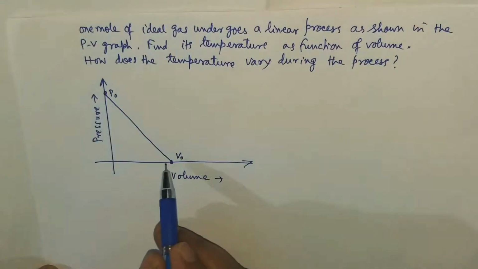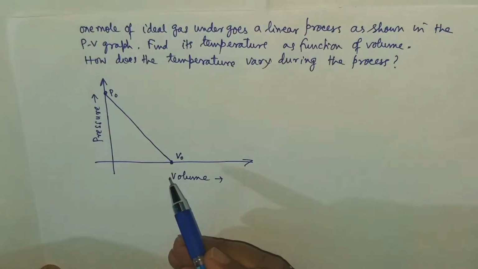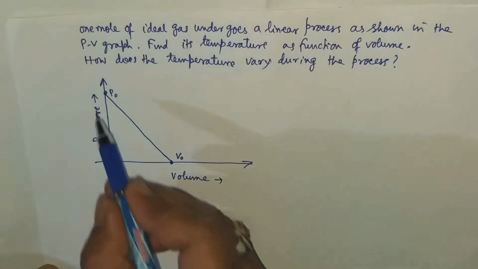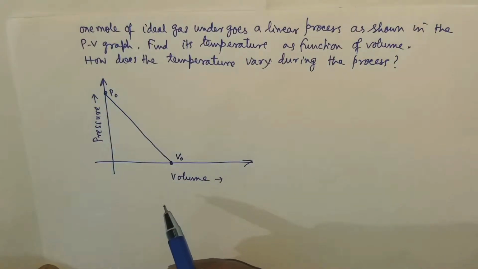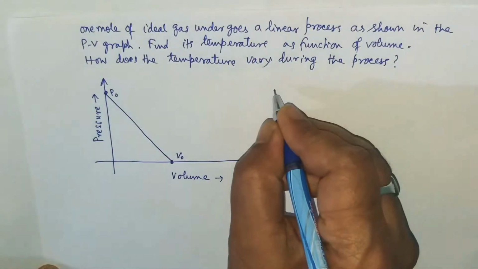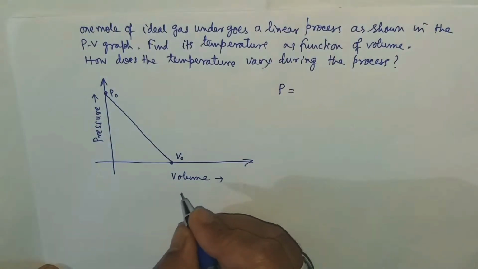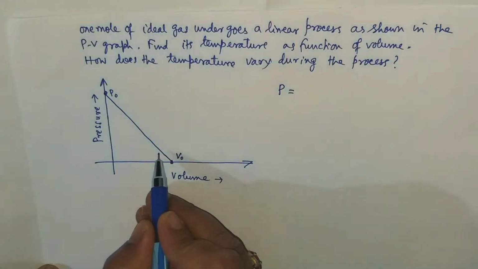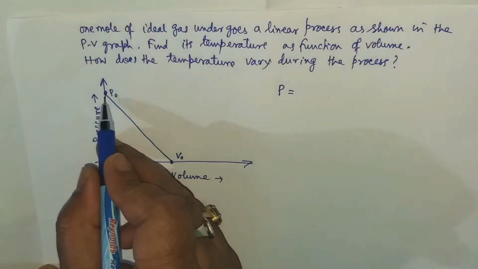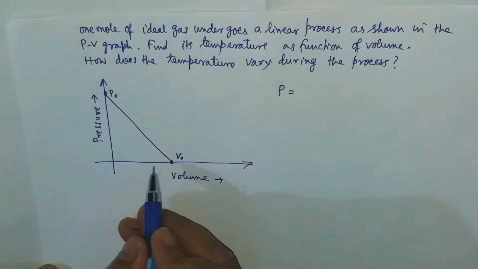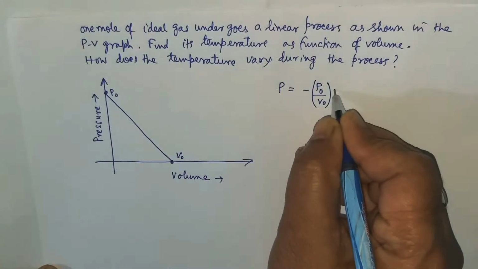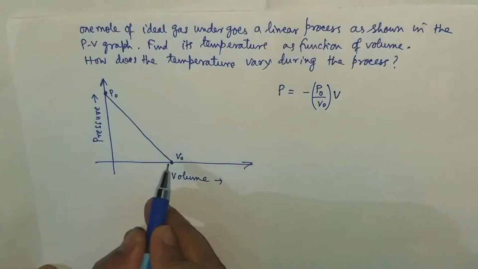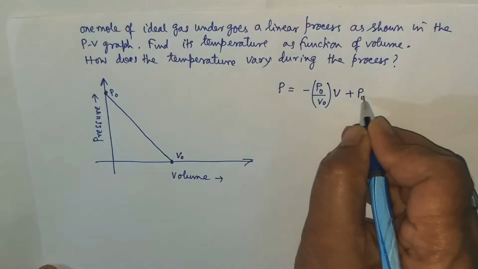If you get any type of graph, first you try to recognize the equation that can be set up by looking at the graph. It's a direct y equal to mx plus c pattern of the straight line. So let's try. P is equal to mV plus c. m means the slope. So slope is equal to y by x, is it not? And that is also negative. That is minus P naught by V naught into V, and then the y-intercept is P naught, so plus P naught.